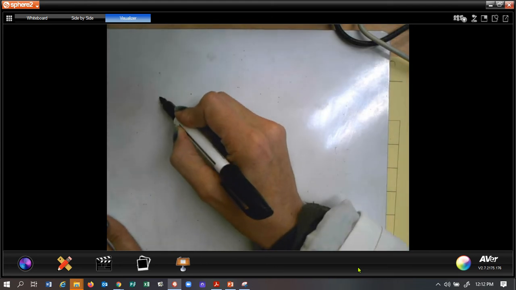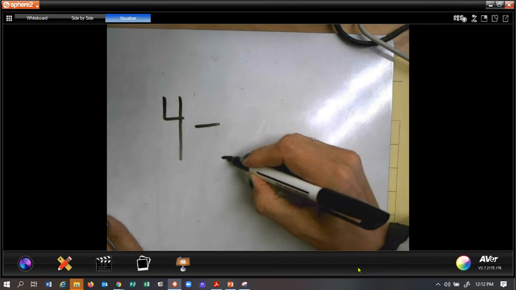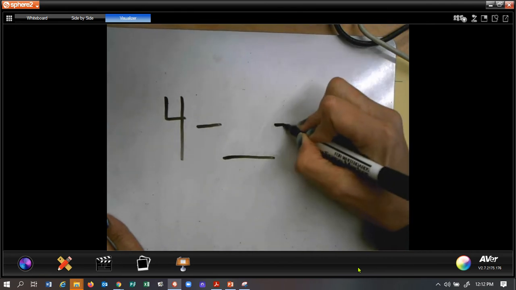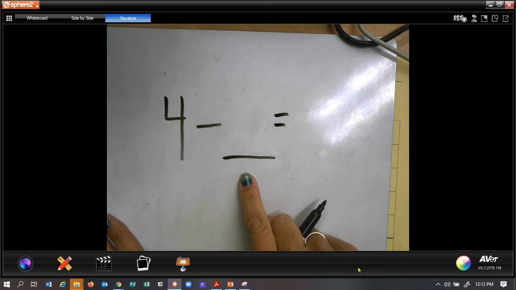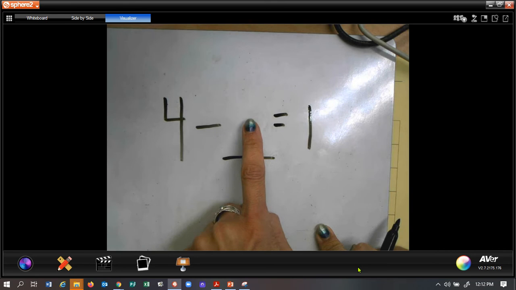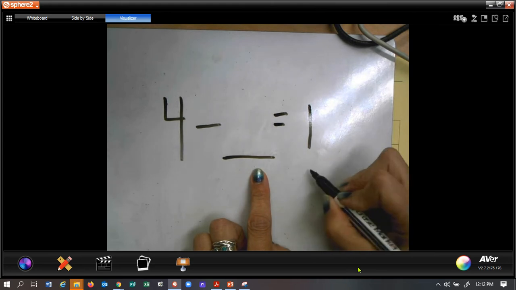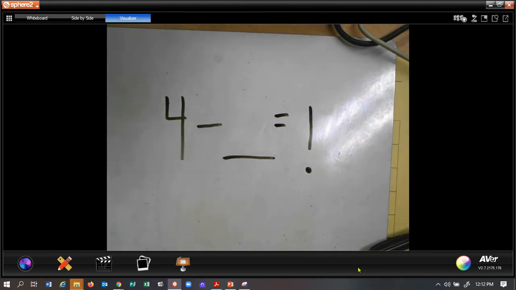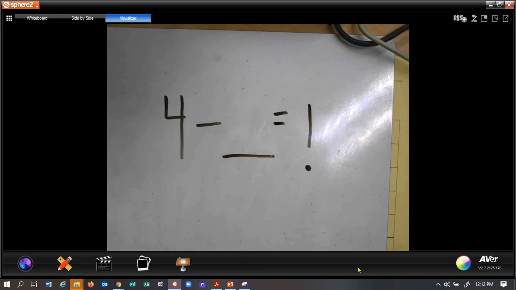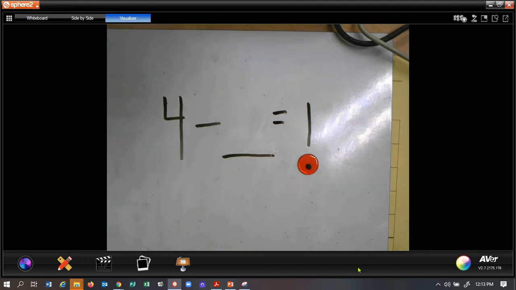Let's say I start with 4. I take something away from 4. I take one of the parts away, and I'm left with 1. I want to know, what is this part I took away? One way I could think about it is, if 1 is one of the parts, what does my other part have to be to make 4? What number plus 1 makes 4?